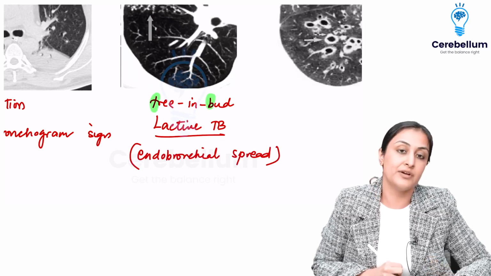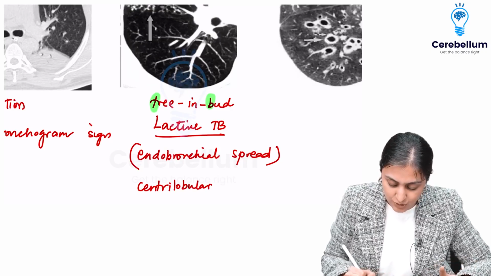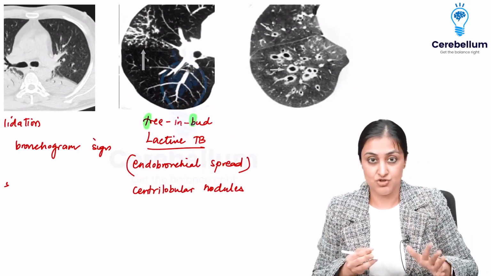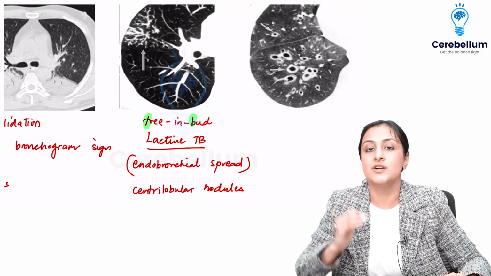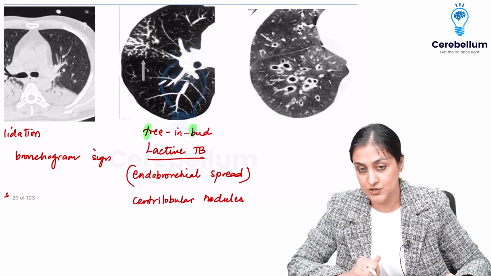So this is what represents active TB, endobronchial spread of TB, and this pattern you may hear one more name that is called as centrilobular nodules. So just remember, this is TB which is active, it's within the bronchus. Tree in bud is endobronchial spread of tuberculosis.